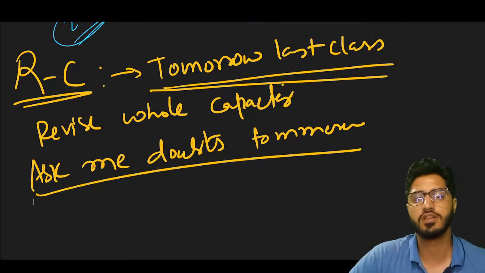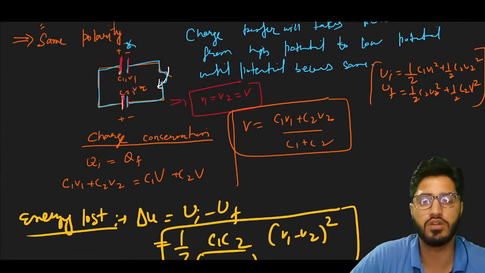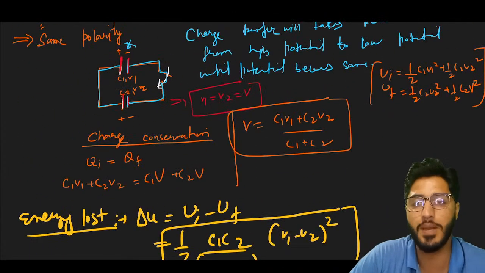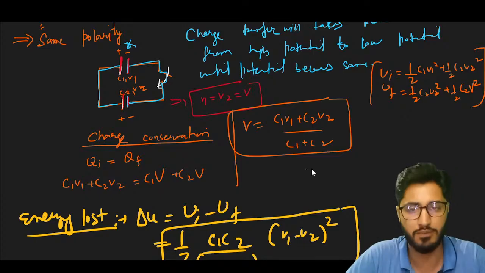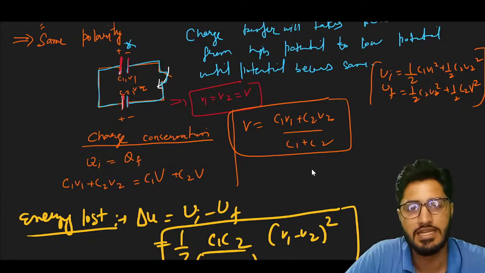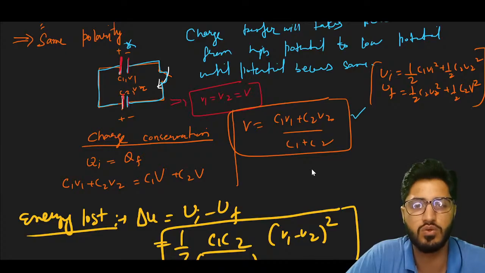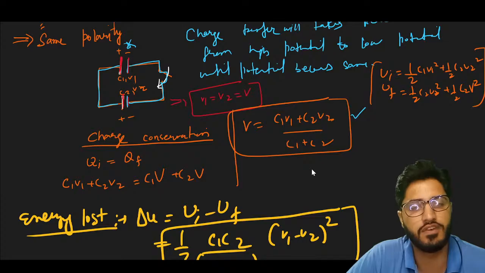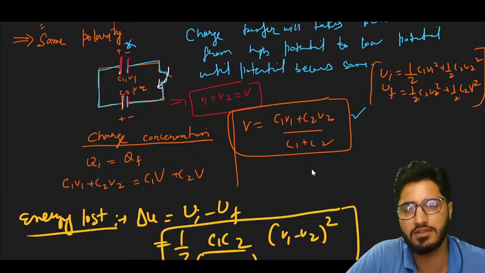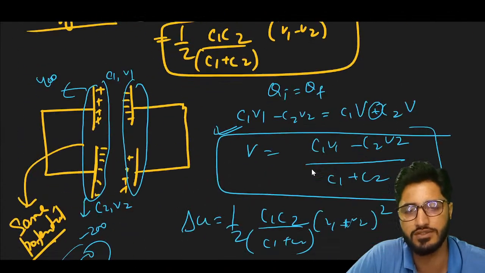In the last class, we discussed connecting two capacitors with the same polarity. This formula we need to use to get the numericals done: C1V1 plus C2V2 by C1 plus C2. If we have the different polarity, I will write C1V1 plus C2, and then V2 will be minus there. That way you need to manipulate your answers.